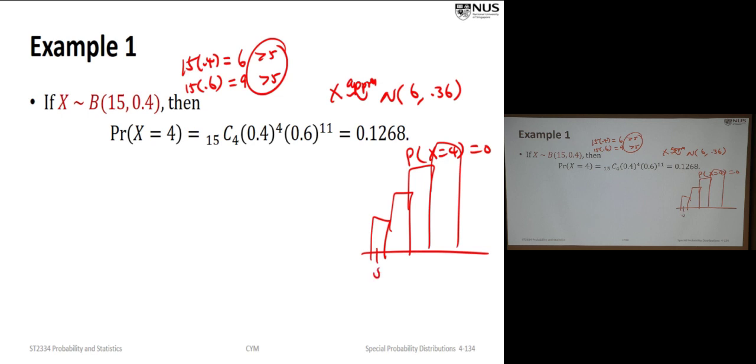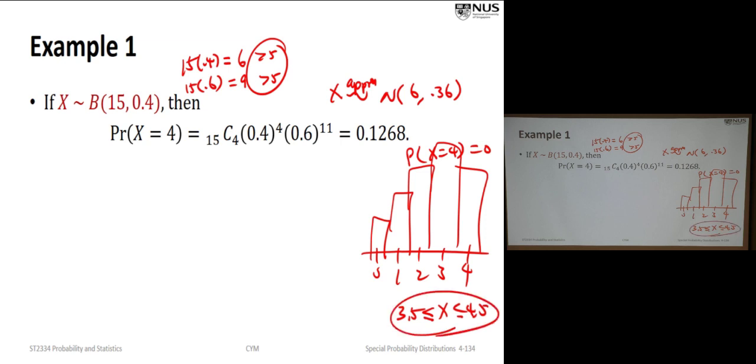All right, 0, 1, 2, 3, 4, for example. So in fact, when we say x equal to 4, it means that x is between 3.5 and 4.5. That's what it means. So when you say x equal to 4, when x is discrete, fine. But when you try to use continuous to approximate it, then it means that x is between 3.5 and 4.5, right?